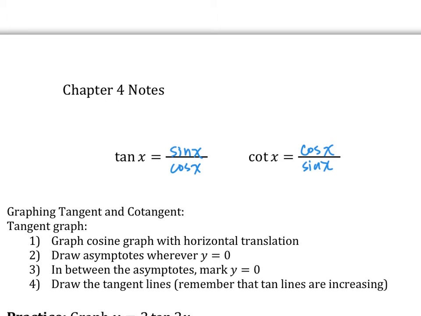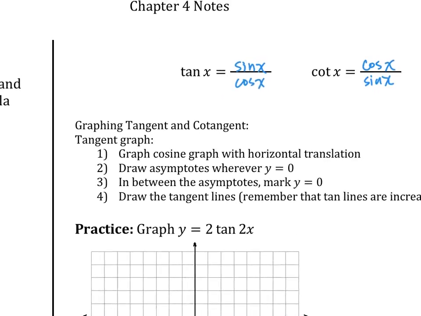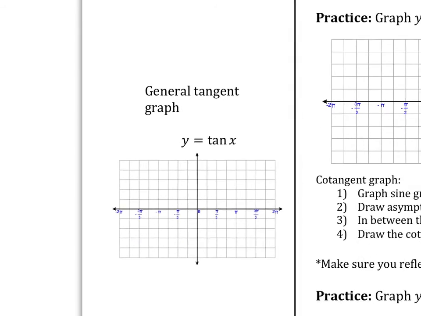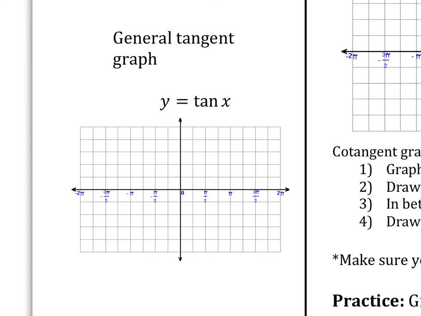Okay, so let's go ahead and graph this. For example, let's just do a general tangent graph. Tangent, again, is sine over cosine. So you ask yourself, which function is going to matter in creating the asymptotes? Well, that's going to be cosine because it's in the denominator. So what we want to do is first graph cosine. We've graphed cosine for a long time now, so we should be pretty good at this.